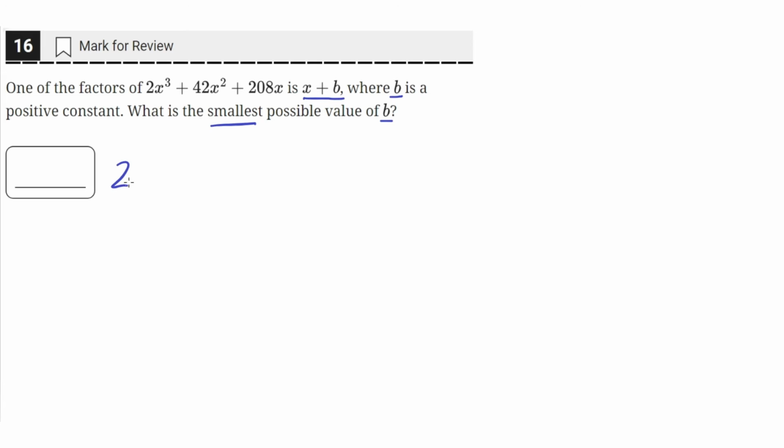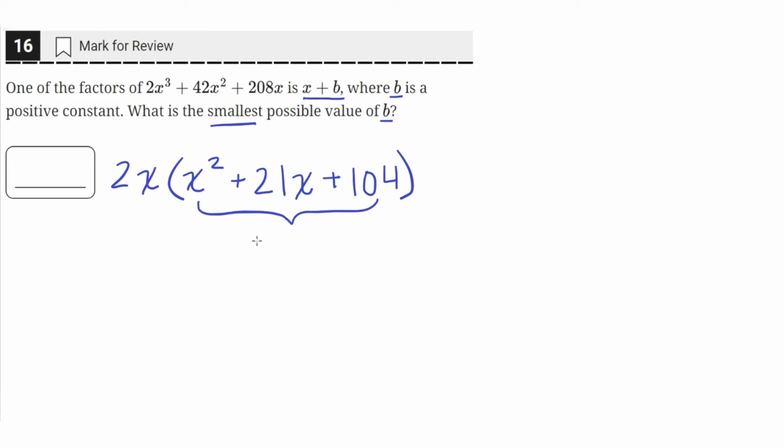So the first term will become just x squared. The second term will become 21x, and the third term will become 104. This will just give back the original expression, but we factored out a 2x. Okay, so in here, this looks like a quadratic, and we can just factor this by grouping. So we'll just factor this alone.